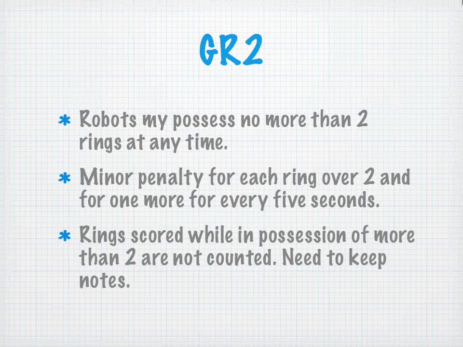Also, if a robot's carrying more than 2 rings, then it can't score. If it puts a ring on a peg while it was carrying 3 rings, then that ring doesn't count. And again, you'll probably need to make a note on the score sheet to remind you not to count the red ring that was put on, column A, the bottom row, because it was put there when they were carrying too many rings. Definitely talk to the team about that after.